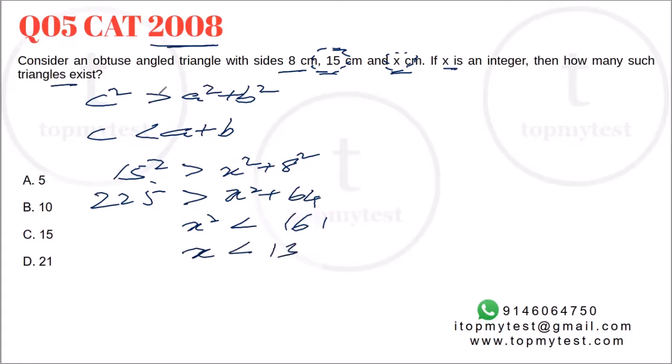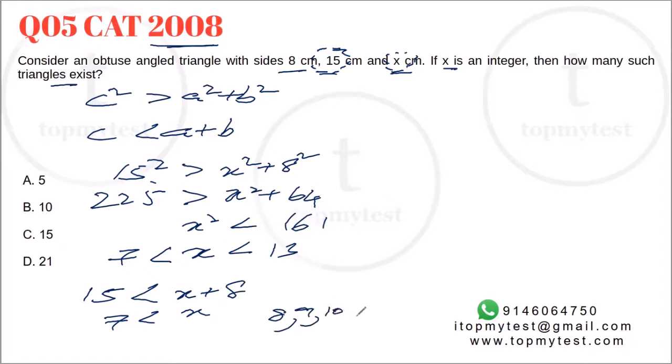Now let's use the other part. 15 has to be less than x plus 8, which means x has to be more than 7. So x's lower bound is more than 7, upper bound is less than 13. x has to be an integer. Integers satisfying this: 8, 9, 10, 11 and 12. That is 5 values. Now this is assuming 15 is the longest side.